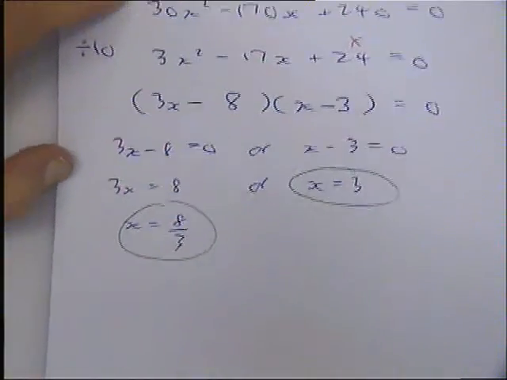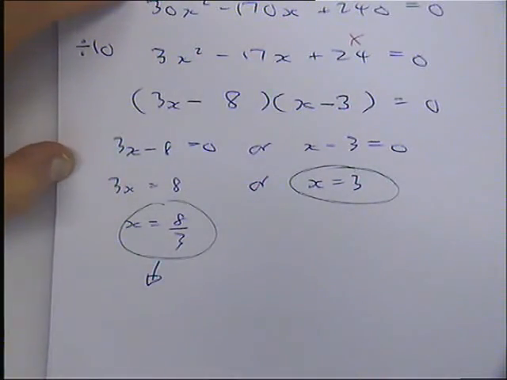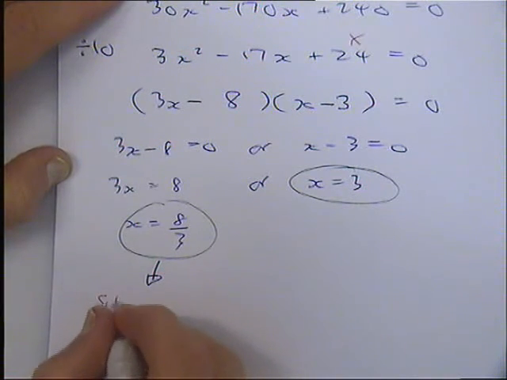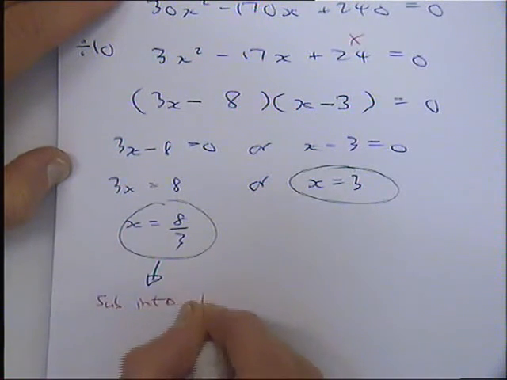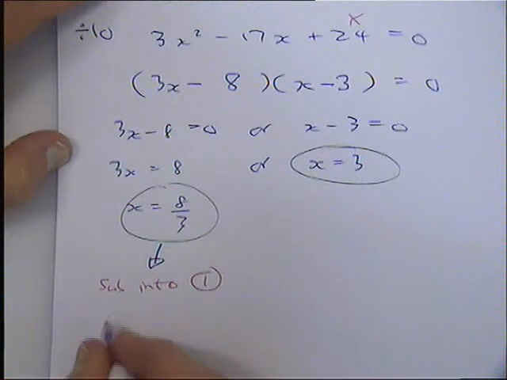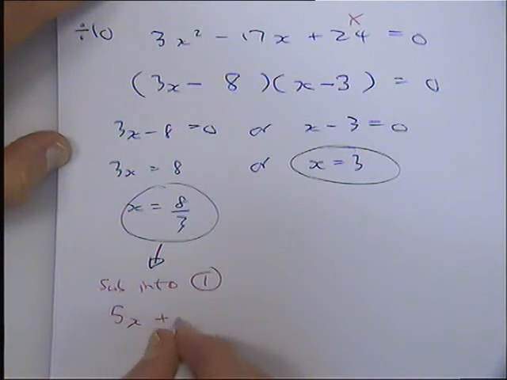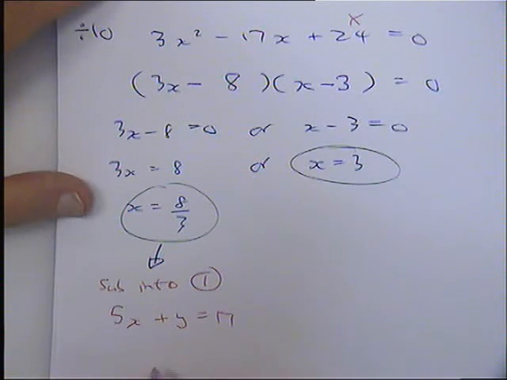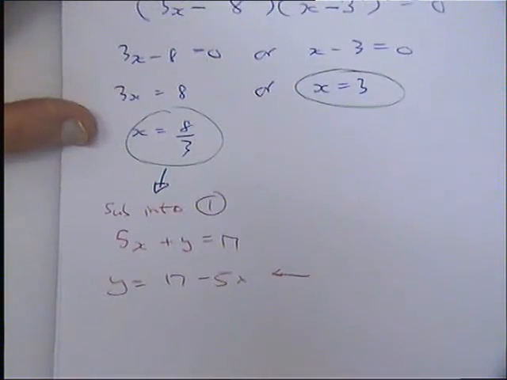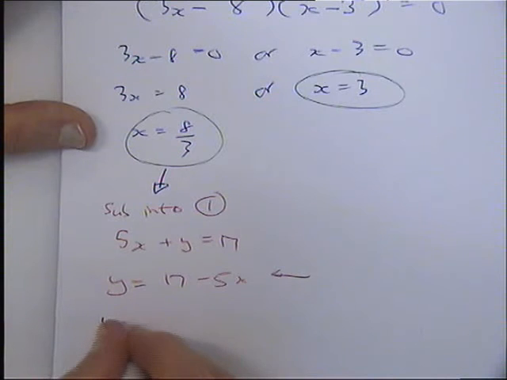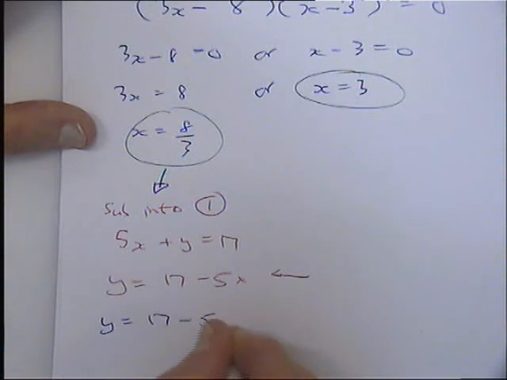What I need to do now is substitute that one there into equation 1. Equation 1 was 5x plus y equals 17. Or actually I had another version which was easier to use: y is 17 minus 5x. I'll use that version there. That's going to be more helpful for what I want here. So y will equal 17 minus 5 lots of 8 thirds.